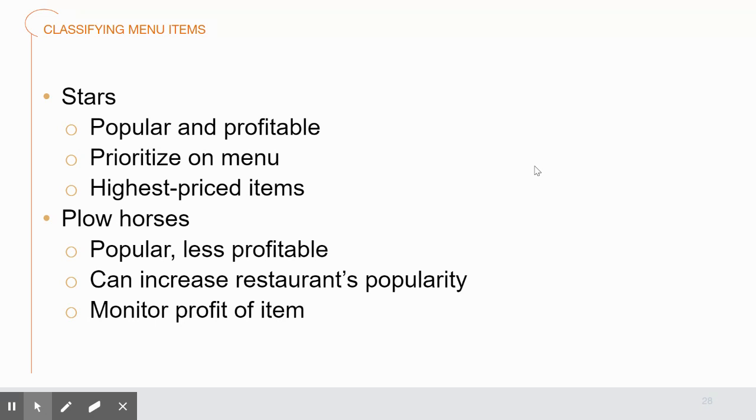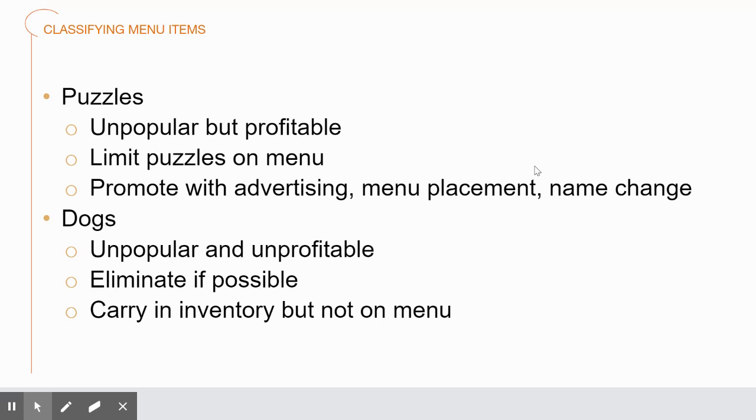Your plow horses are popular, but the food cost on them is going to be a little bit less profitable. So this can increase the restaurant's popularity. These can even be some of your signature dishes, but you just want to monitor that profit, particularly as ingredient prices fluctuate. So puzzles, these are going to be unpopular but very profitable. So as a result, the number of puzzles on the menu should be limited.